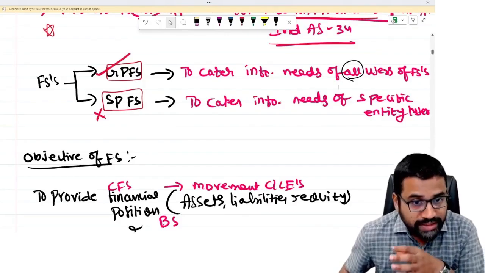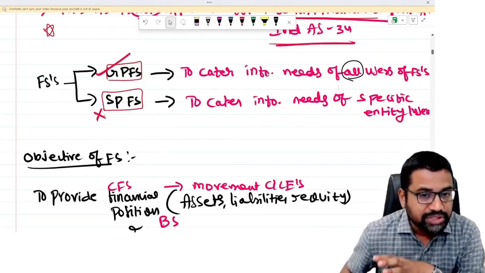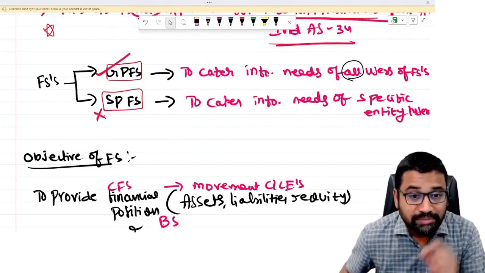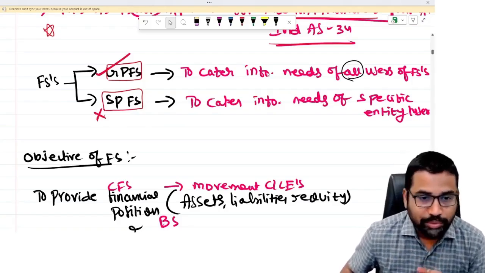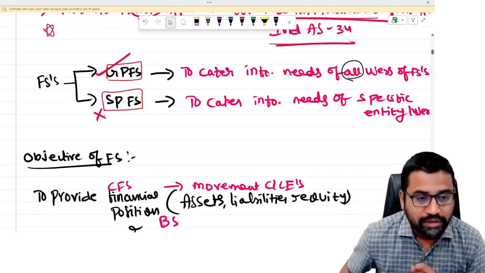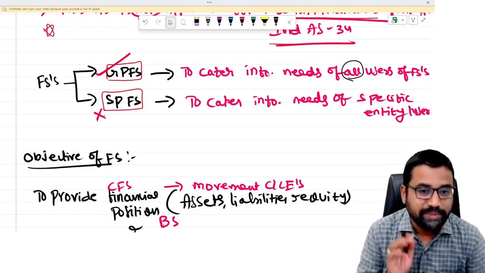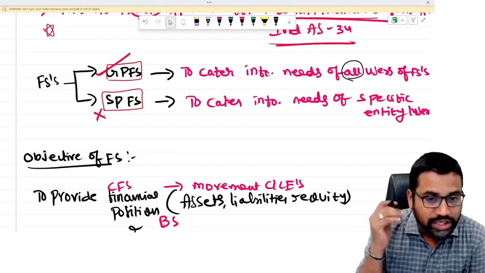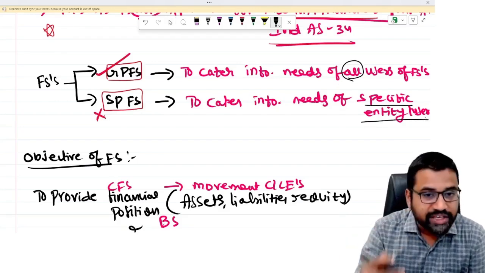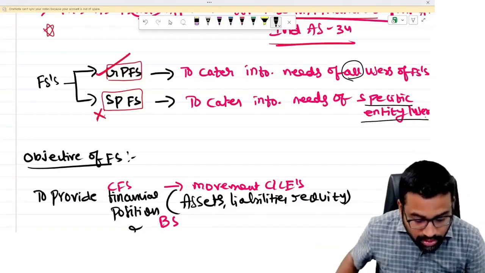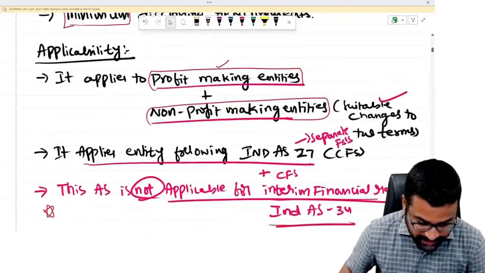Okay, now in that case, the financial statements we are preparing are for a particular purpose, that is, for submitting to the bank for the proposal of the project loan from the bank. Now in that case, this is called specific purpose financial statements, which we issue to specific entity or users.